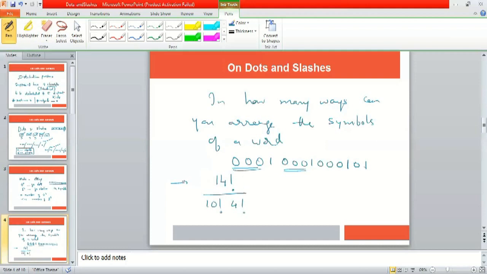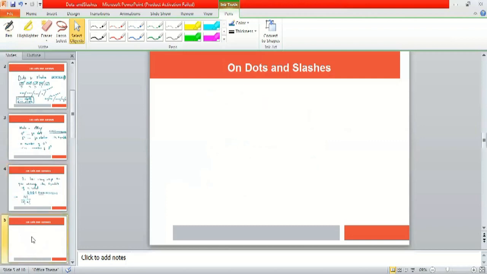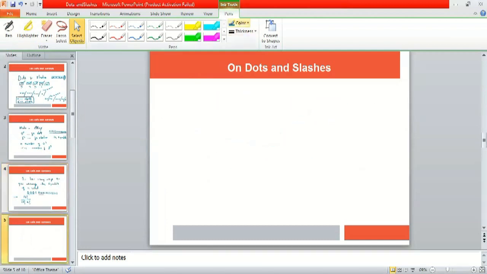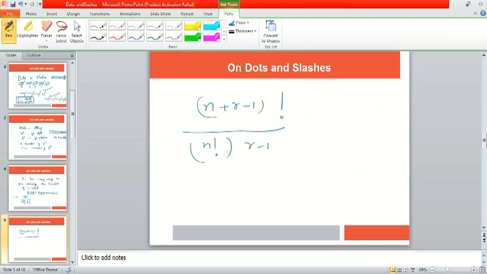So this is a very standard way of understanding the number of ways in which you can permute these symbols. In more generality, it is (n + r - 1)! divided by n! times (r - 1)!, because you had r - 1 slashes and n dots, or r - 1 ones and n zeros.